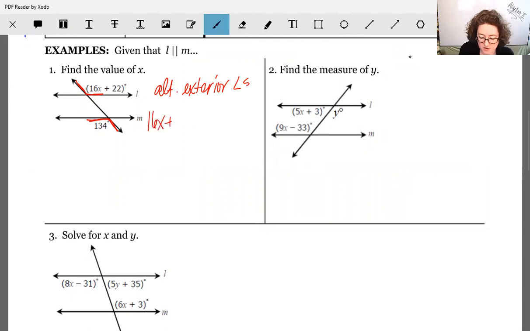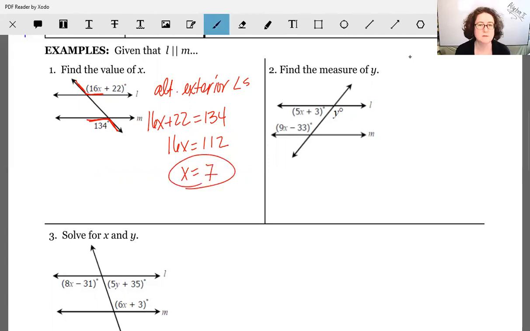So 16x plus 22 equals 134. Subtract your 22, so 16x is going to equal 112, I believe. And then divide both sides by 16. So 112 divided by 16 gives me x equals 7, lucky number 7.